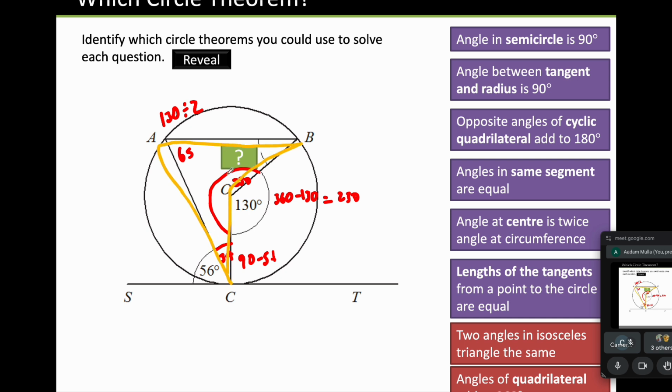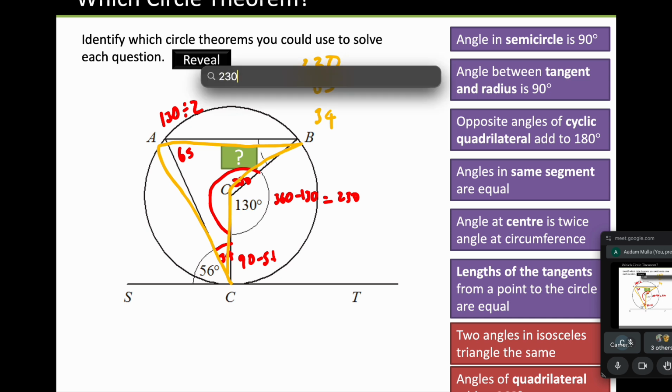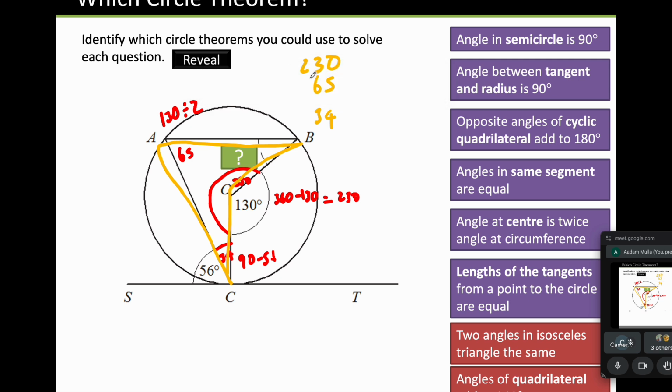It's 1, 2, 3, 4. So far we have 65, we have 34, we have 230. Just add them up. So that's 329, and B would be 31, because you just have to do 360 take away 329 to give you that 31. So in your test, these questions are normally a couple of marks.